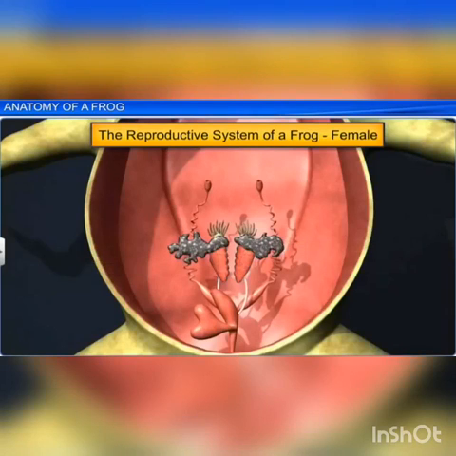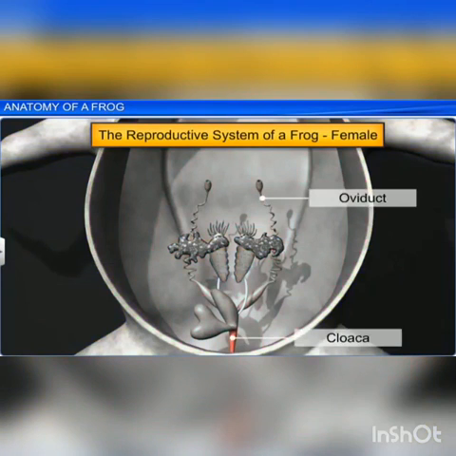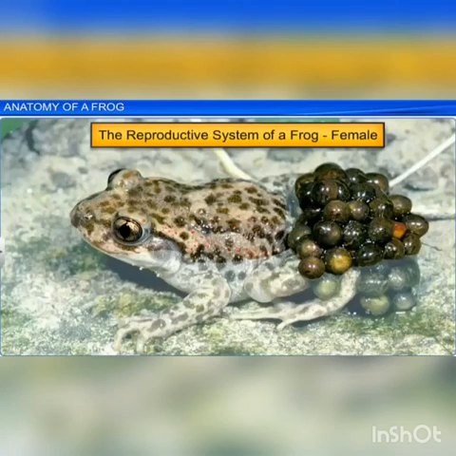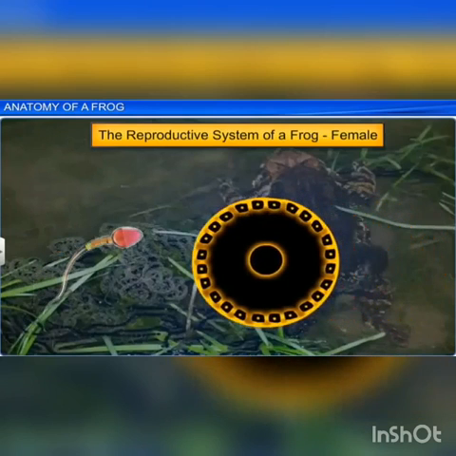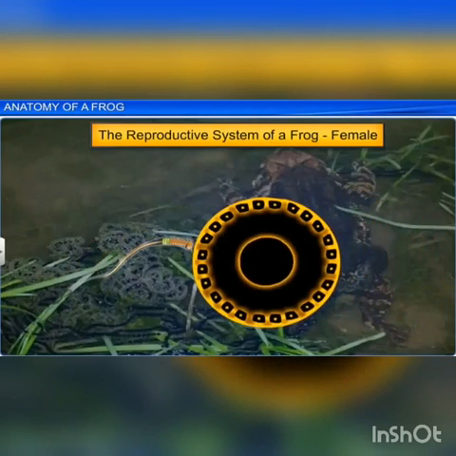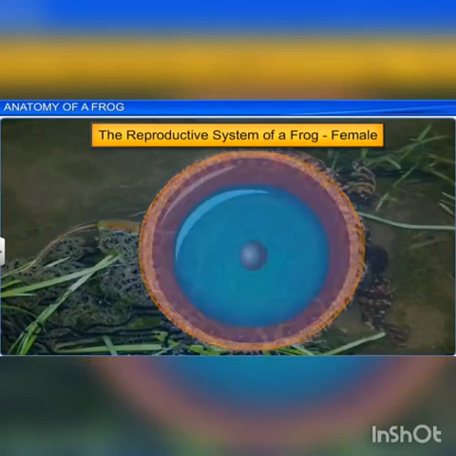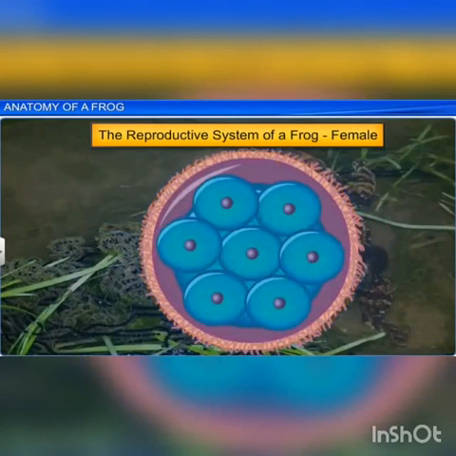The oviducts all join together and open into the ovisac, and then it opens into cloaca. What is ovisac? Ovisac is a sac-like structure which helps to store the eggs temporarily before they are sent out through the cloaca. Here the fertilization is external. Within a few days of fertilization, the eggs hatch into tadpoles.